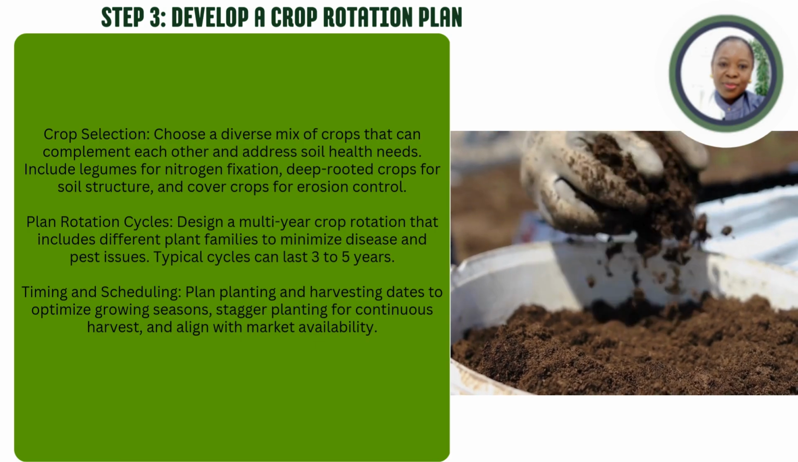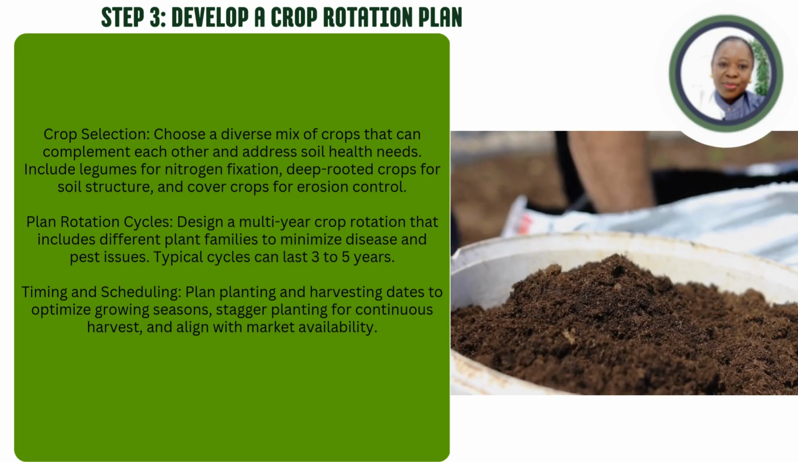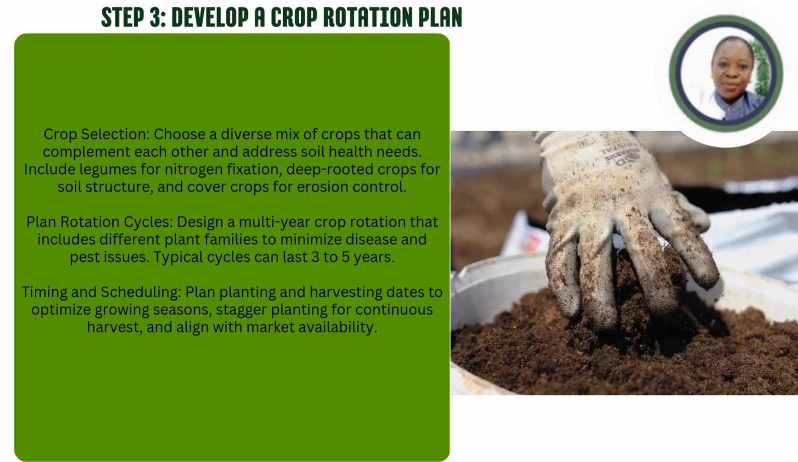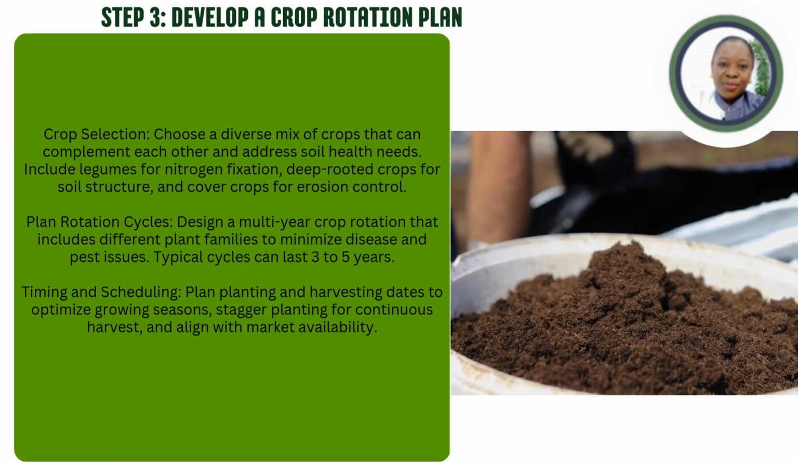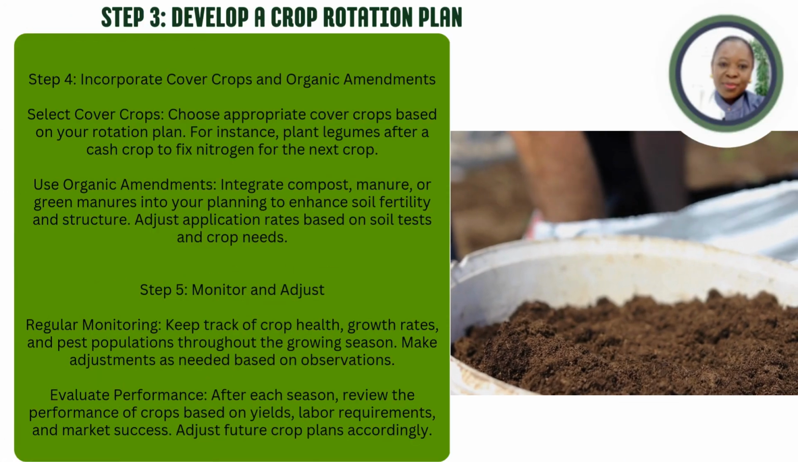Timing and scheduling. Planning planting and harvesting dates to optimize growing seasons, stagger planting for continuous harvest, and aligning with market availability can help in a crop rotation plan. Develop a crop rotation plan.